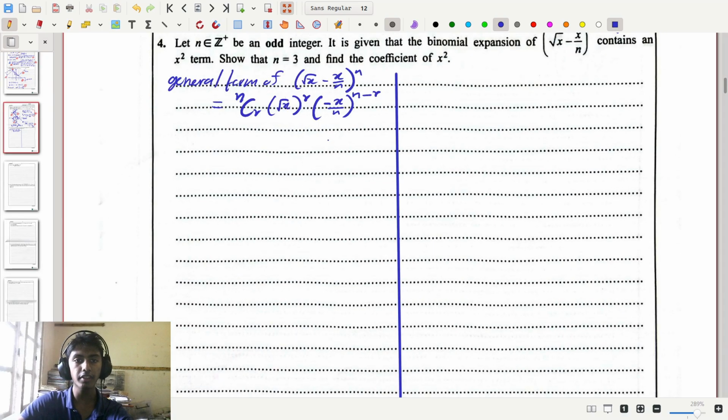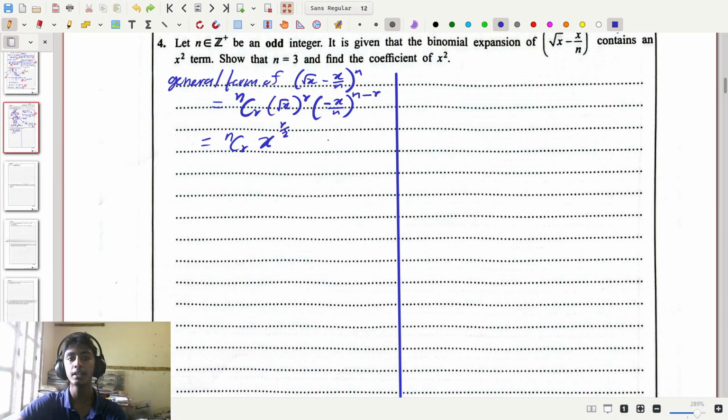Now we can simplify this a little bit, since this term has an x term and this term also has an x term. The two can be combined into a single x term. So first off, we can write n choose r, and then the square root of x can be written as x to the power of a half, and when you take x to the power of a half to the power of r, you get x to the power of r divided by 2.